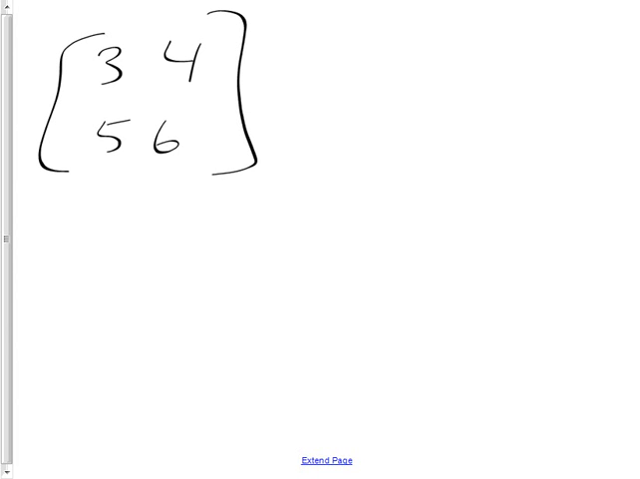All right, so first of all, we want to remind you how to multiply with matrices. So the matrices look like this. Let's say it's 3, 4, 5, 6, and you have to multiply it by 7, 8, 9, and 0.